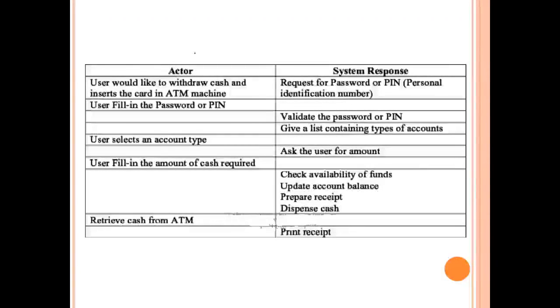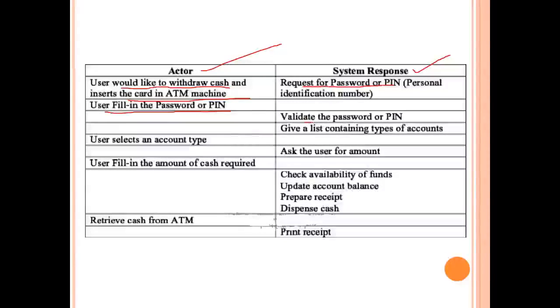So take another example. This is the actor, the user who is going to use the system, and the system response. This is what the system is going to respond based on different users. See, the user would like to withdraw cash and inserts the card in the ATM machine. Then how does the system react? Whenever the user inserts the card in the ATM machine, it requests a password or PIN. Then the user fills in the password.